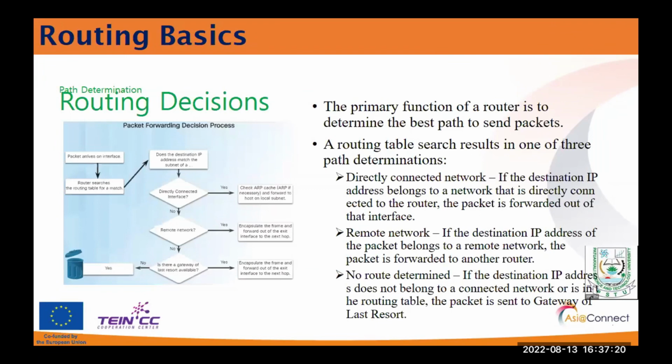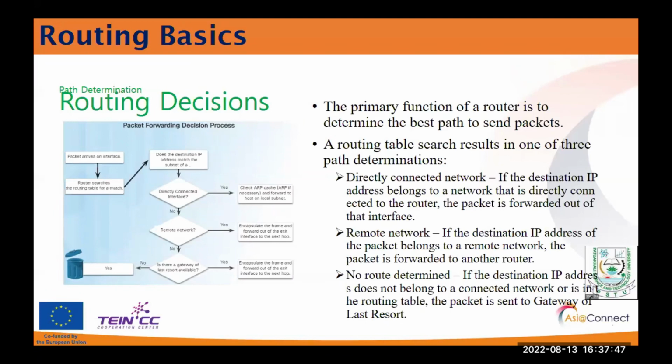Basically, routing basics. Path determination is the main task, the function of a router in finding the best path. Basically, there are 3 types of connection in a router: directly connected network, remote network, or no route determined. Directly connected network means if the destination IP address belongs to a network that is directly connected to the router, the packet is forwarded out of the interface.